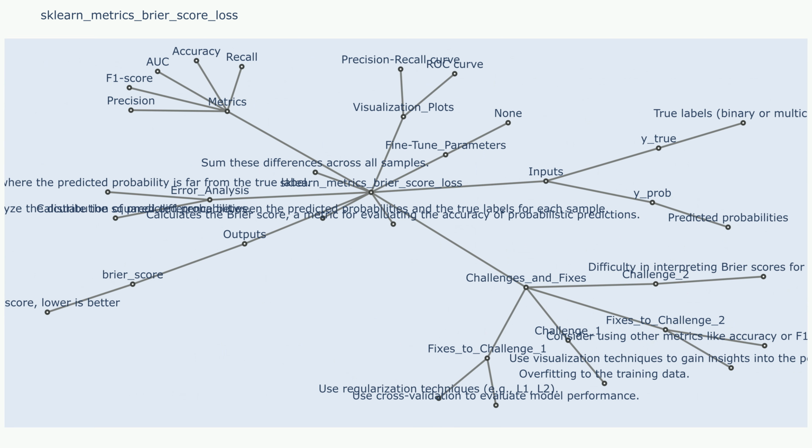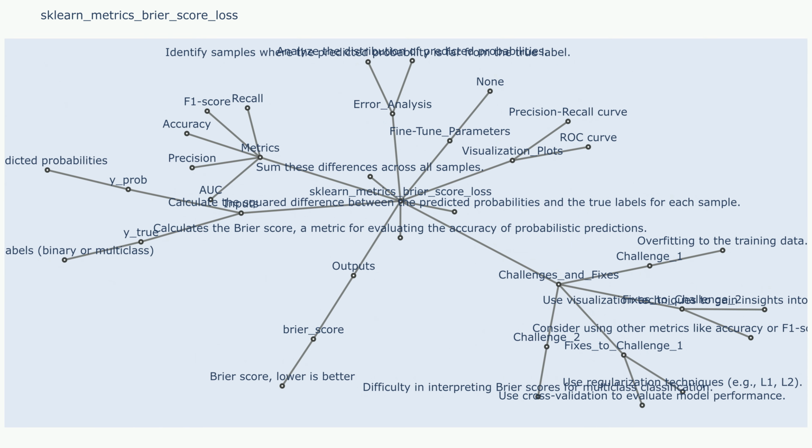Fixes to challenge 1. Use calibration techniques, such as Platt scaling or isotonic regression, to improve the calibration of the model's probability predictions. Challenge 2.